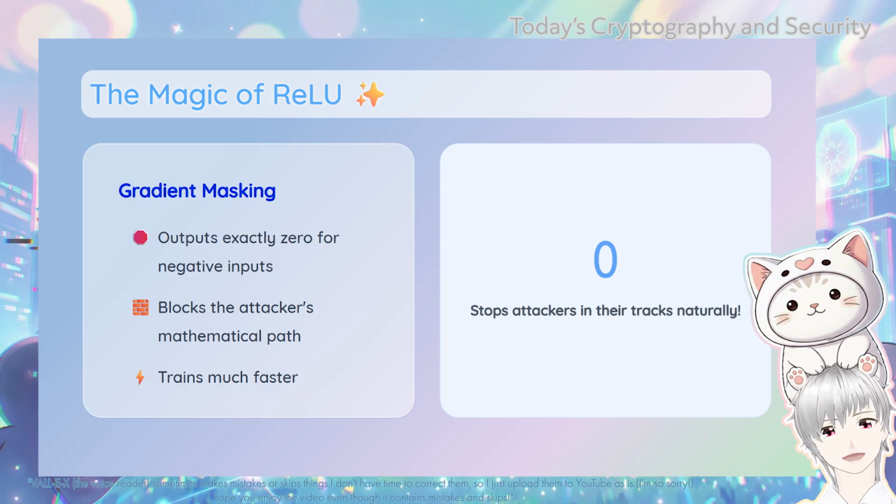Also, they tested different activation functions like ReLU, Tanh, and others. They found ReLU is the absolute best. That is because ReLU has this amazing property where it outputs exactly 0 for any negative input. When the attacker tries to use math to find the gradient, the ReLU function just hits them with a 0, blocking their mathematical path completely. This is called gradient masking, and it naturally stops the attackers in their tracks. When you combine a shallow network, around 30 features, and the ReLU function, you get a model that naturally beats the complicated, expensive adversarially trained models. It detects clean traffic perfectly, and it trains so much faster.